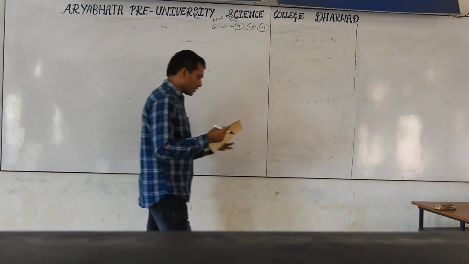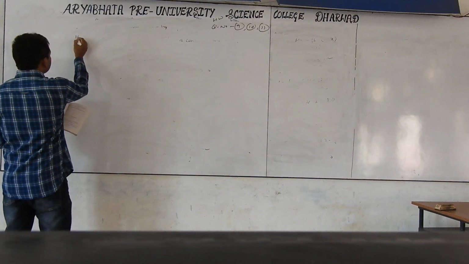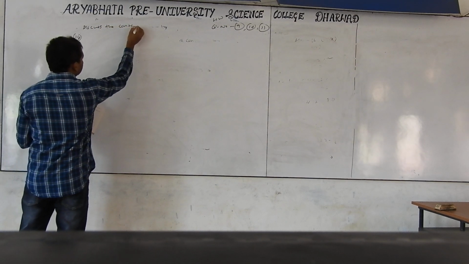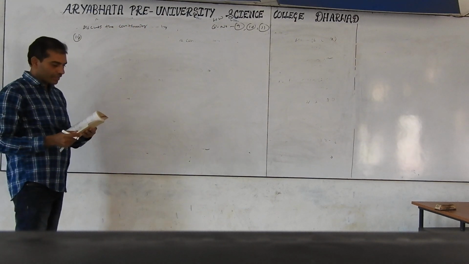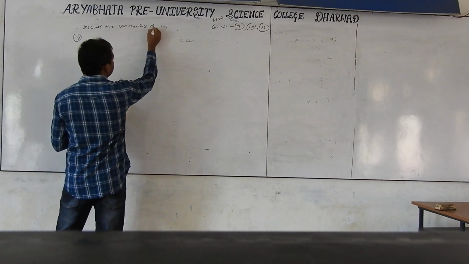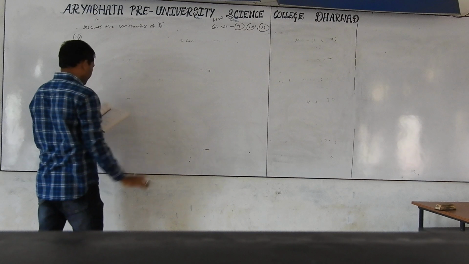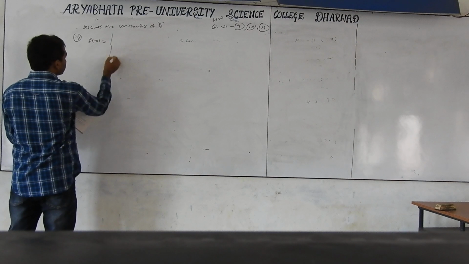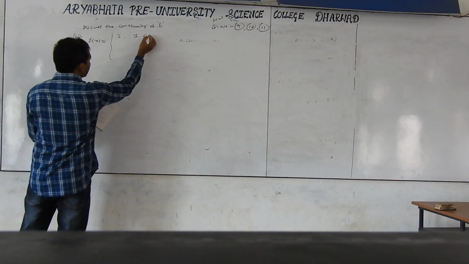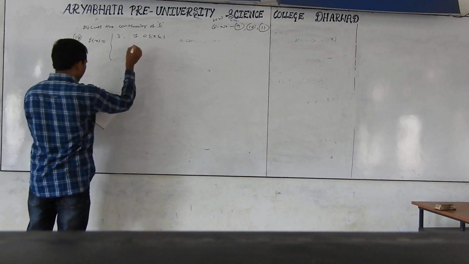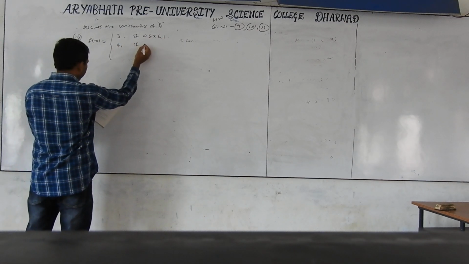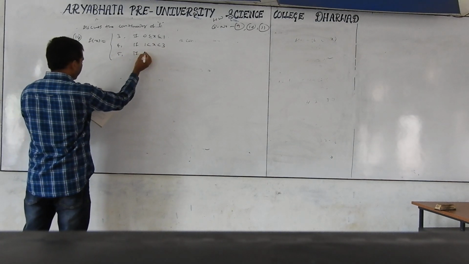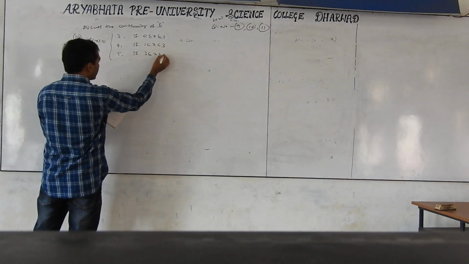Next, question number 14. Discuss the continuity of the function f, where f is defined by f of x equals 3 if 0 less than or equal to x less than or equal to 1, 4 if 1 less than x less than 3, 5 if 3 less than or equal to x less than or equal to 10.